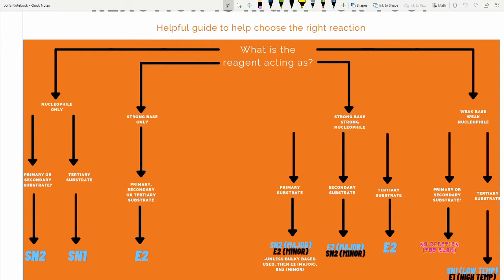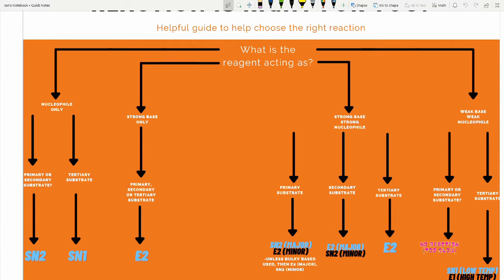Primary and secondary substrates are not as sterically hindered for the nucleophile to attack relative to the tertiary substrates. For tertiary substrates, SN1 will be favored. That's because the alkyl groups will help stabilize the carbocation through the inductive effect, as well as hyperconjugation.